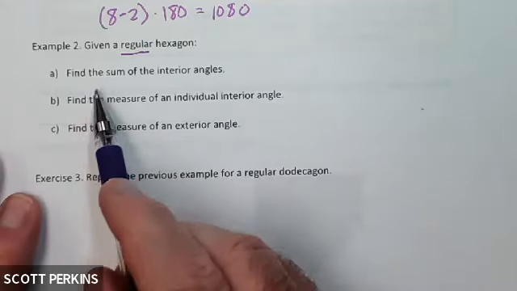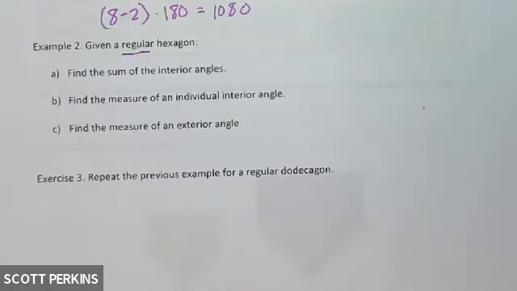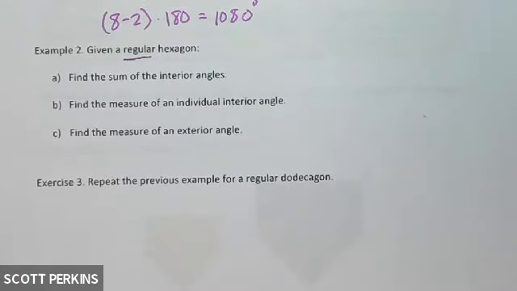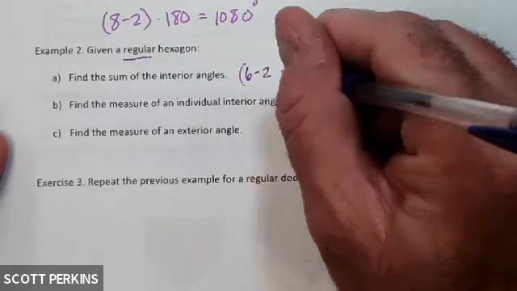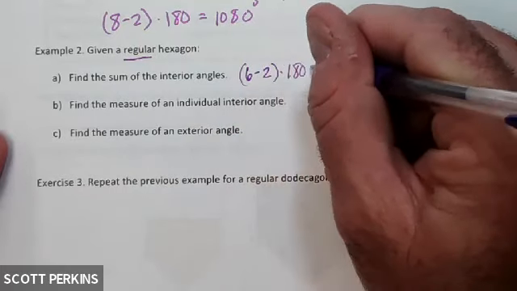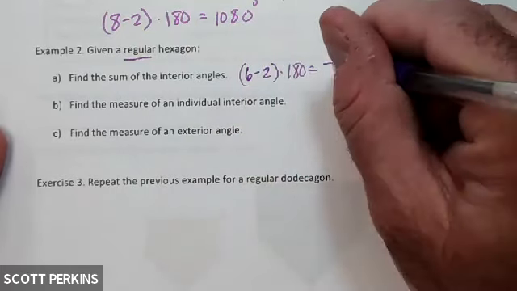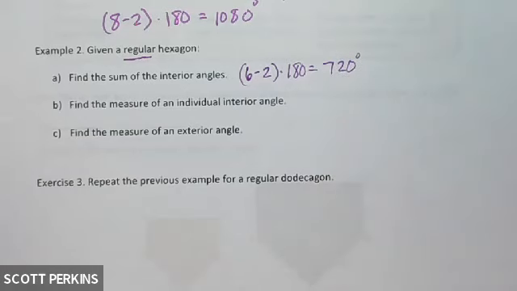So first thing, we're going to find the sum of the interior angles just like we did a moment ago. In fact, we just did this right up above. A hexagon has 6 sides, so the sum of the interior angles is 6 minus 2 times 180 degrees, and we saw up above that that's 720 degrees.